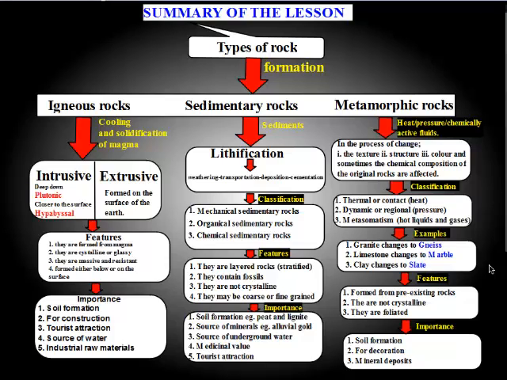In the process of change, we know that the texture, the structure, the color, and sometimes the chemical composition of the original rocks are affected. We looked at the classification of metamorphic rocks, where we talked about thermal or contact metamorphism, that is metamorphism caused by heat. We also looked at dynamic or regional metamorphism, that is metamorphic rocks formed as a result of pressure. Then we also looked at metasomatism, that is metamorphic rocks formed as a result of hot liquids and gases.